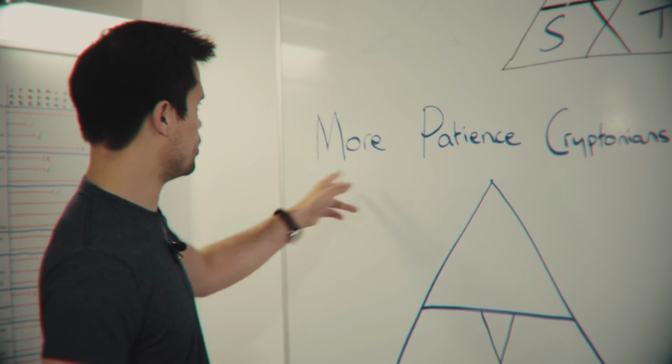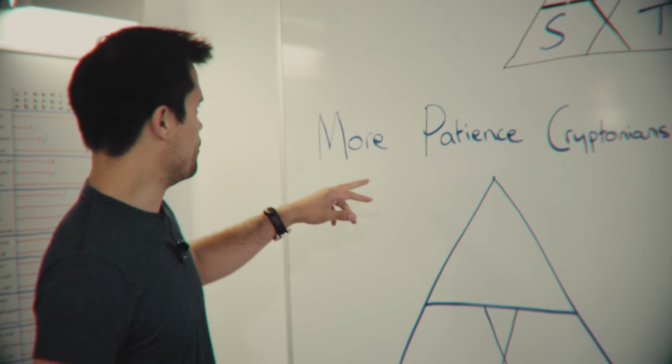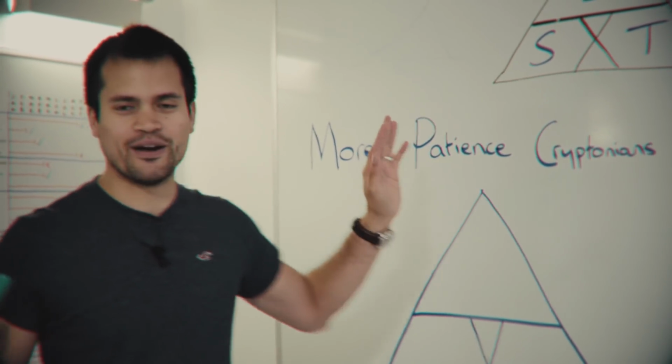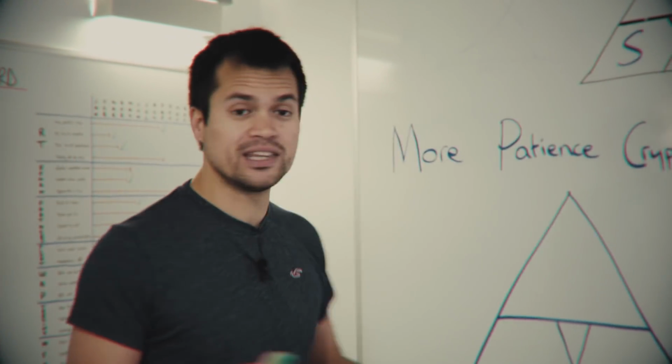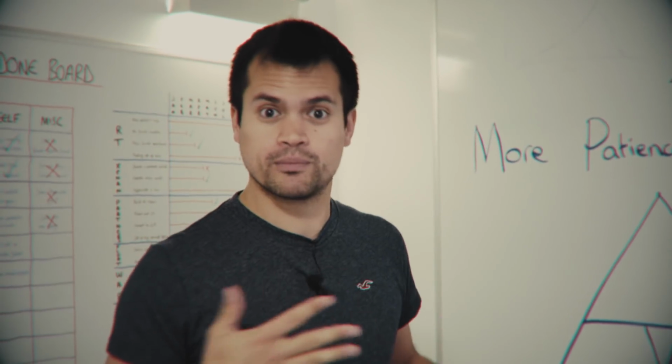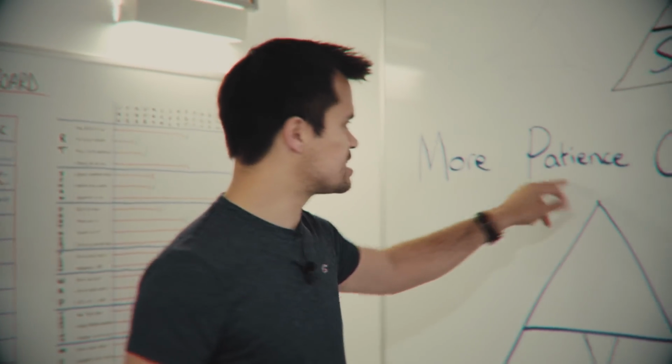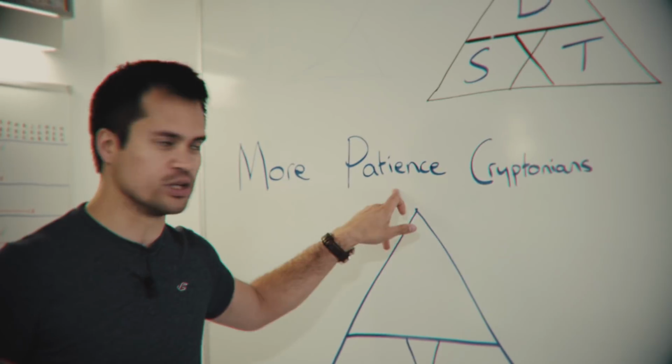And I thought of all sorts of different things, like max penis. Yeah, I mean, we've had all sorts of funny things. And then in the end, I just got my crypto students to come up with the name. And this is the one that I prefer: More Patience Kryptonians.